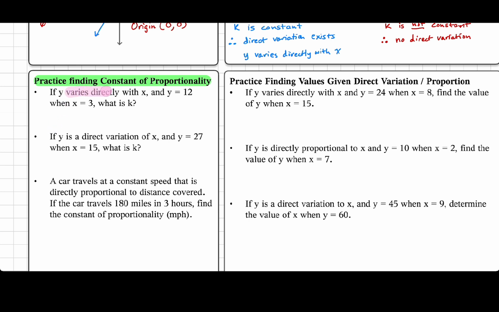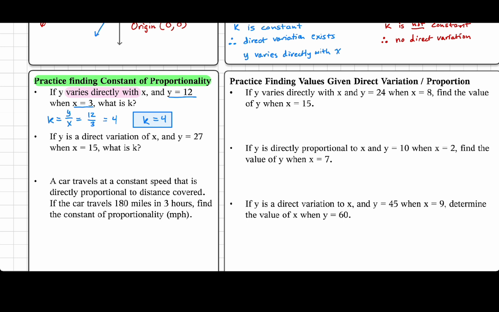First thing I notice is that "y varies directly with" tells me I have a direct variation problem. So I have a couple things. First off, k is y divided by x. They give me y, they give me x. So we're just going to set that up as 12 divided by 3, which is 4. So my constant of proportionality, or my k value, is 4.